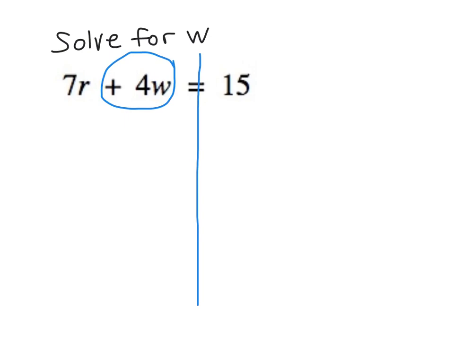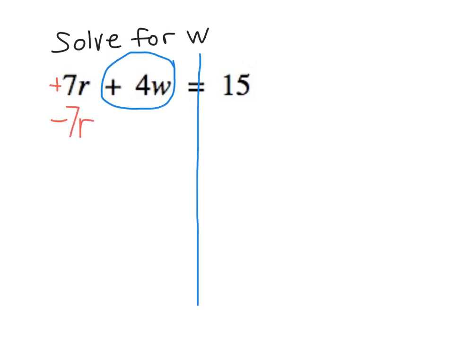So I've got to move anything that's not in the circle. So what I have that's not in the circle is this 7r. So I need to move it, and to move something across the line, I do the inverse operation. So right now this is a plus 7r. So since I know this is a positive 7r, the inverse operation is to subtract 7r from both sides.